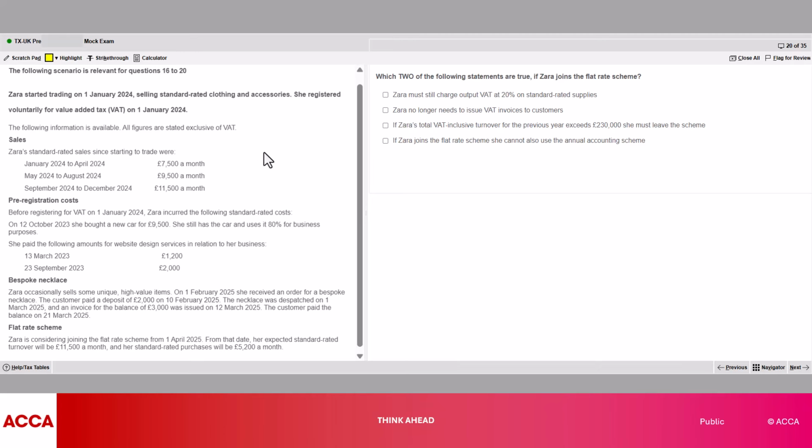And the final question is also regarding the flat rate scheme, but this time we don't actually need any of the information from the scenario. This one is just a pure knowledge dump. Which two of the following statements are true if Zara joins the flat rate scheme? You either knew this or you didn't, but you need to have a guess if you don't.